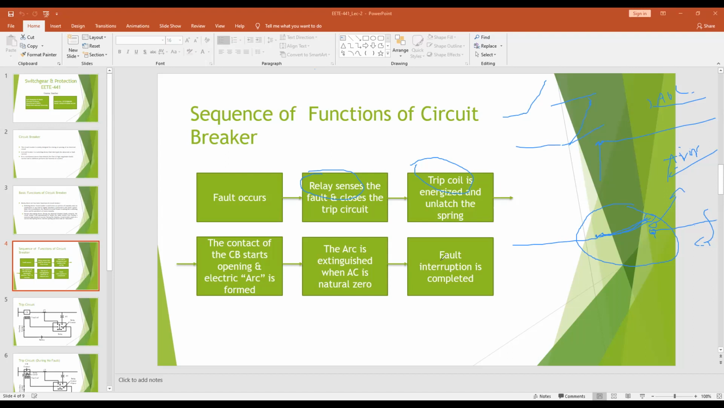Now this arc has to be extinguished. We'll learn how and when this arc is extinguished. It is said the arc is extinguished when the AC current is zero. Why is that? I will discuss those things. Whenever you are successful in extinguishing the electric arc, then your final fault interruption is completed. Understood? So this is the sequence of the functions of the circuit breaker.